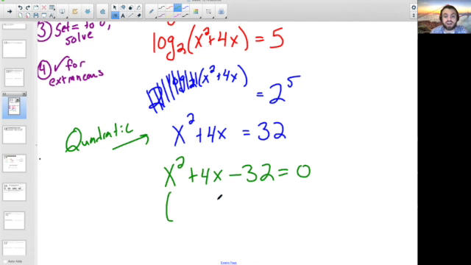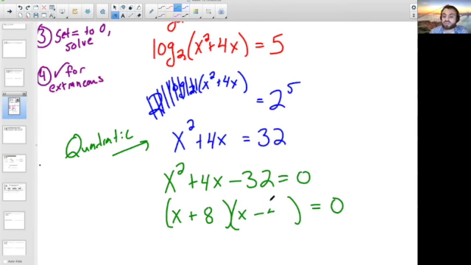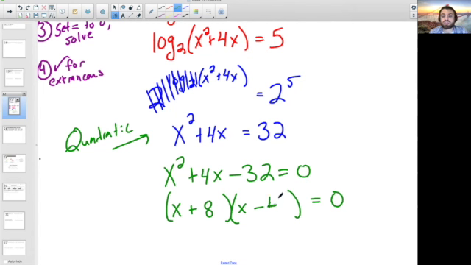So we want to see if we can factor this, because if we can turn it into something times something, we know that if two numbers multiply to get 0, one of them has to be 0. So I've got x and x, and then it turns out I want x plus 8 and x minus 4. The reason I want x plus 8 and x minus 4 is because if you take 8 times -4, you get -32. If you take 8 plus -4, you get +4.